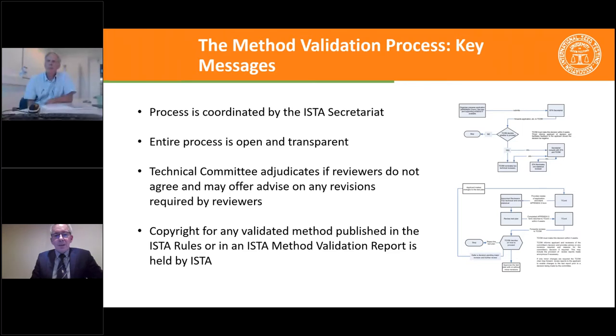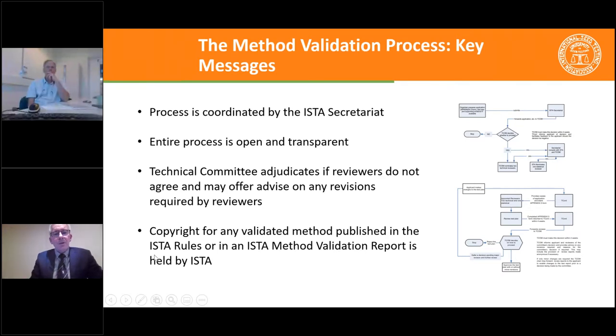And it's important to also note that copyright for any validated method published in the ISTA rules or in an ISTA method validation report is held by ISTA. So copyright remains with ISTA.